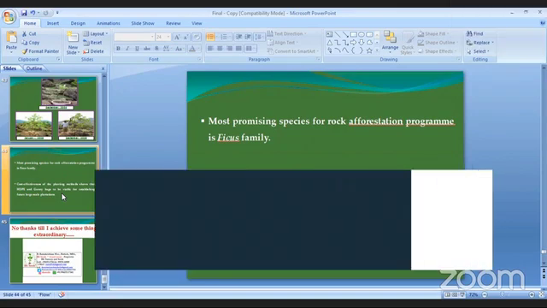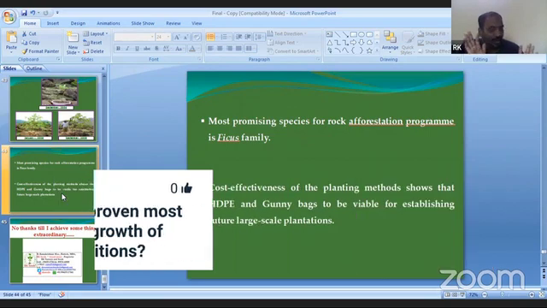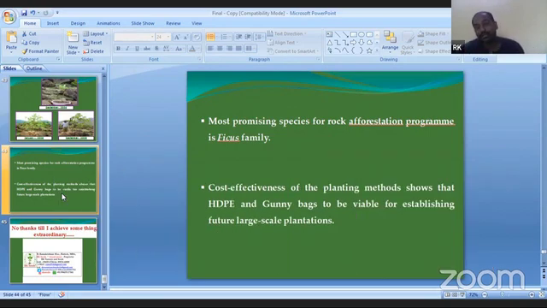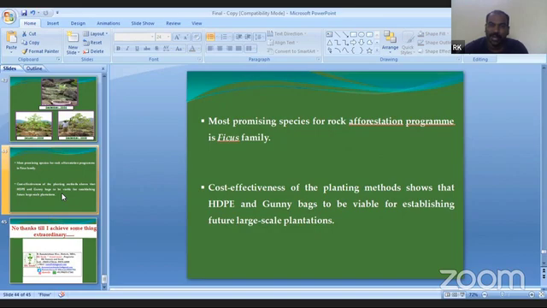Ficus species, when you plant them, it is called fig. It is suitable all over India. That's why we first put the challenging and successful trees, like Ficus benghalensis, Ficus retusa, Ficus glomerata. So you put them there. Next question: are there any specific measures or strategies to minimize the risk of erosion and land degradation during the afforestation program?